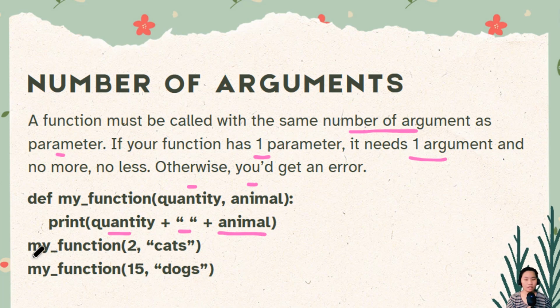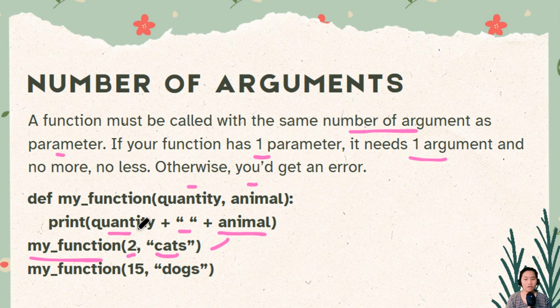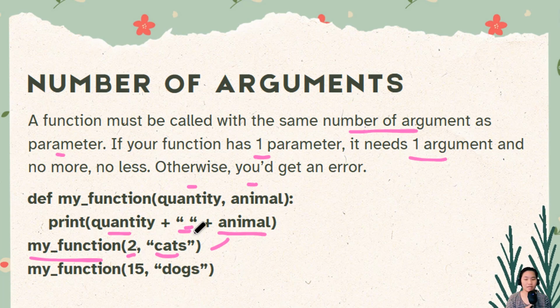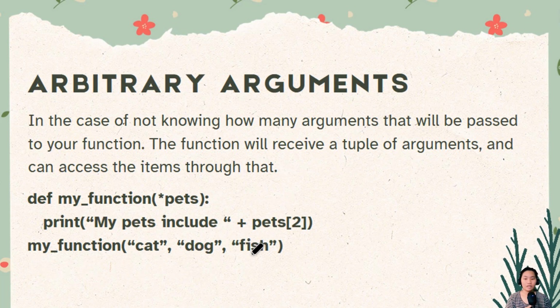Now, once we get to calling it, my_function passing in 2, so that's 2 for quantity, and "cats" for animal. The first instance of this would print "2 cats" with a spacing in between. So, it's not just 2 and cats sticking to each other. And the same thing goes with the second instance of my_function, 15 dogs, all right, with the spacing.